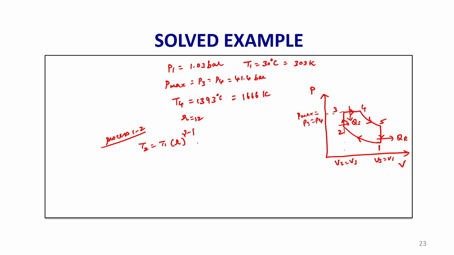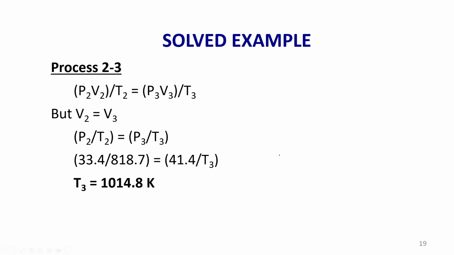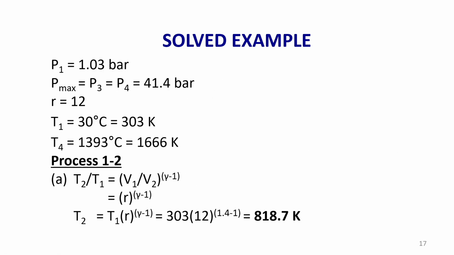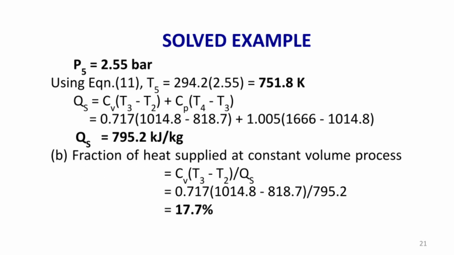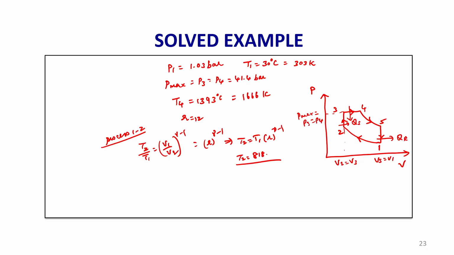Let me write it again. T2 by T1 is equal to V1 by V2 whole power gamma minus 1. This V1 by V2 is the compression ratio R, power gamma minus 1. So, from this we can find T2 equal to T1 into R power gamma minus 1. So, the value of T2 is 818.7 Kelvin.